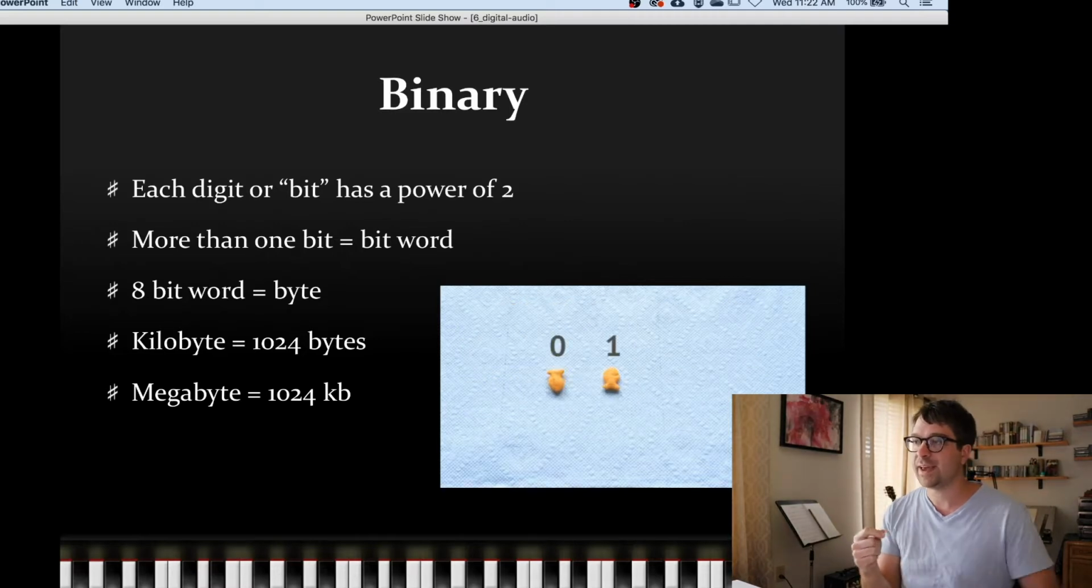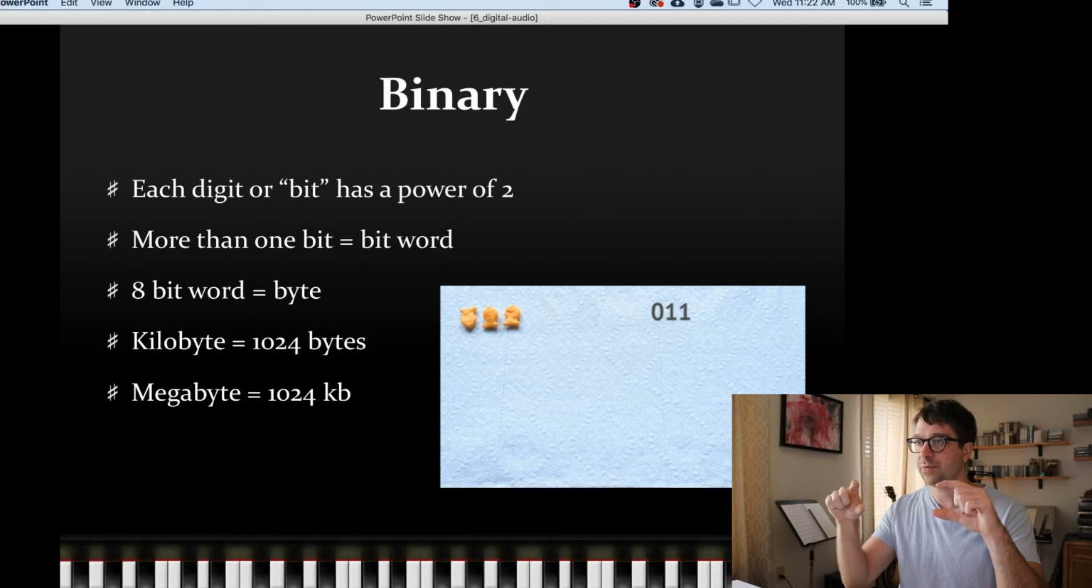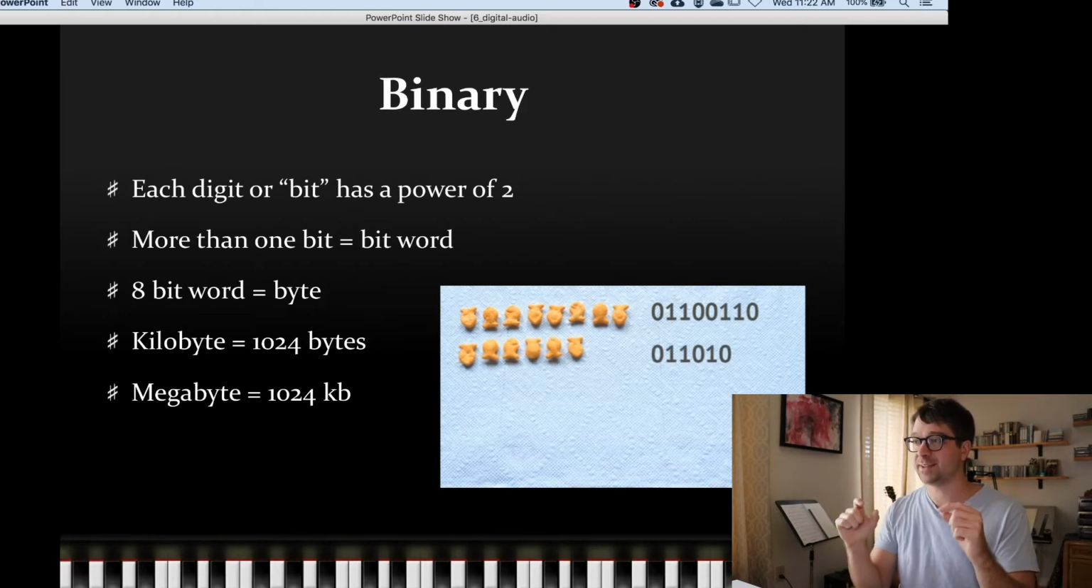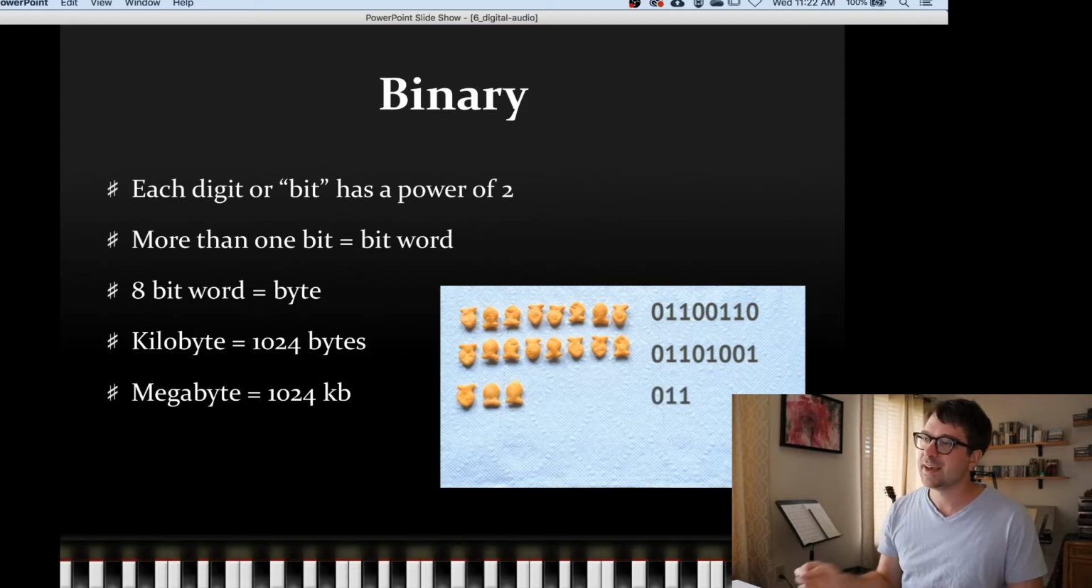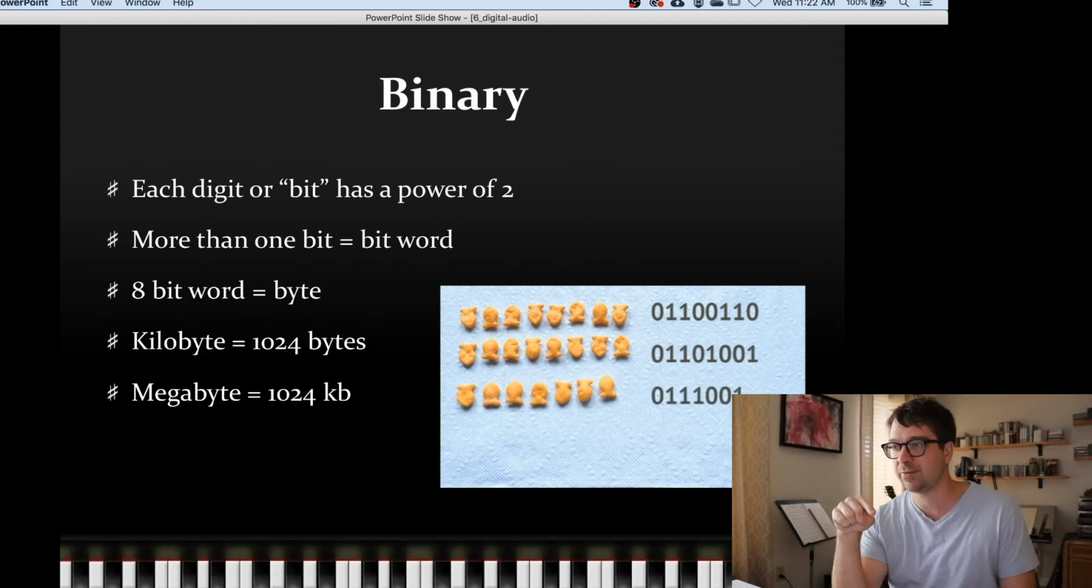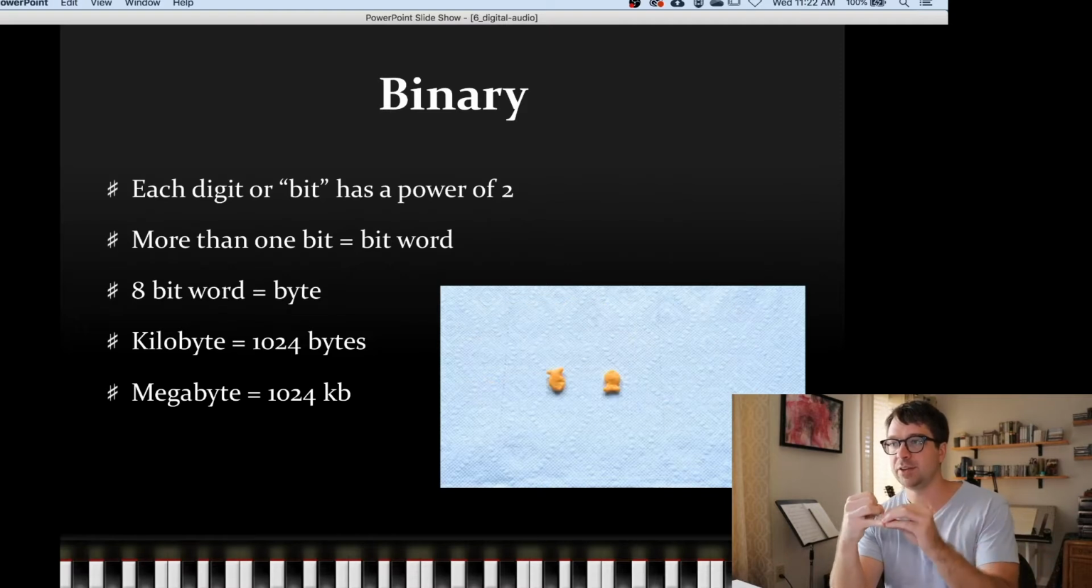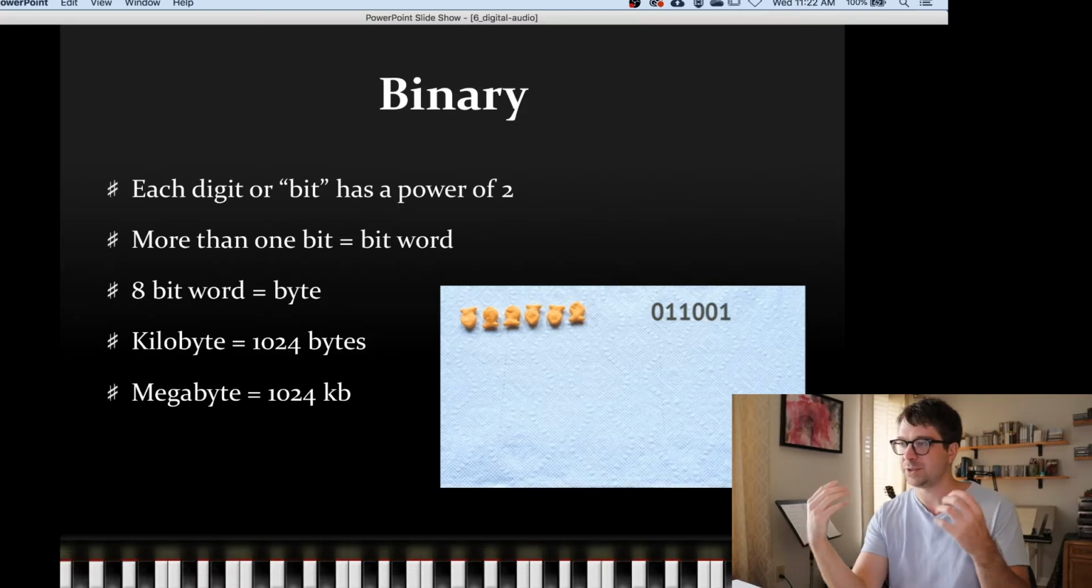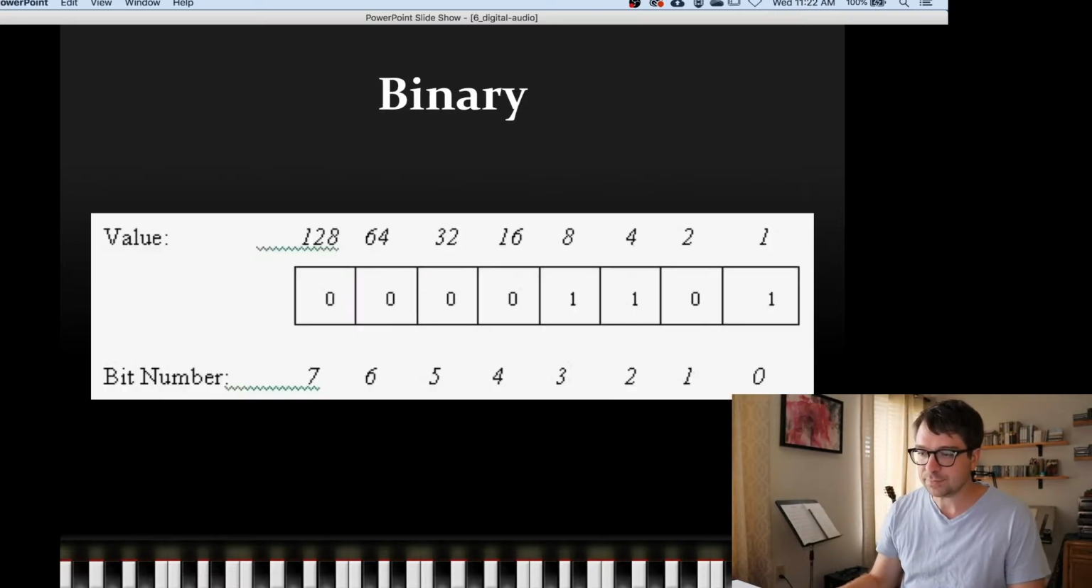If we have 8 zeros or ones in a row, that is called an 8-bit word, or a byte for short, B-Y-T-E. And a byte should sound familiar because our files are often kilobytes, megabytes, gigabytes, terabytes, etc. We deal with those all the time. So the basic way that this works, let's say right here we have a byte or an 8-bit word. So we have a string of 8 bits altogether.